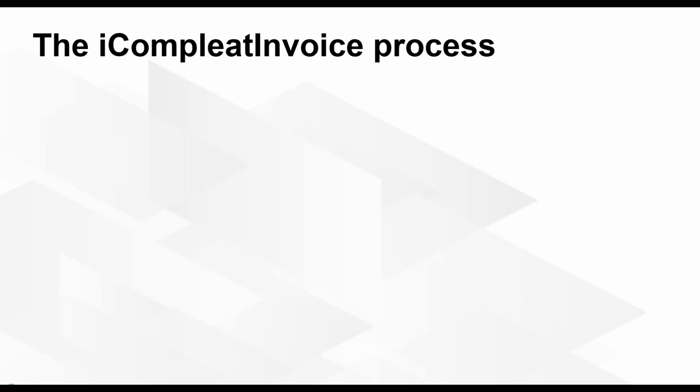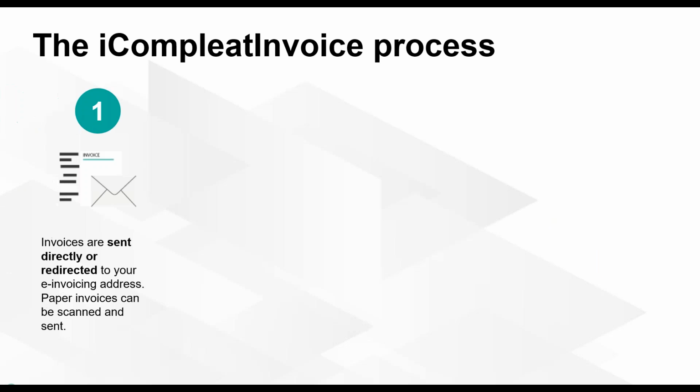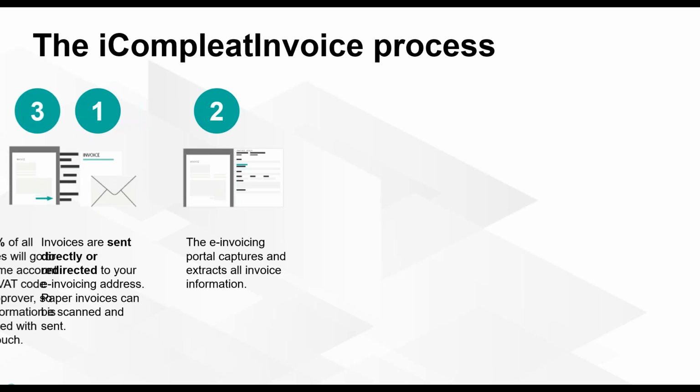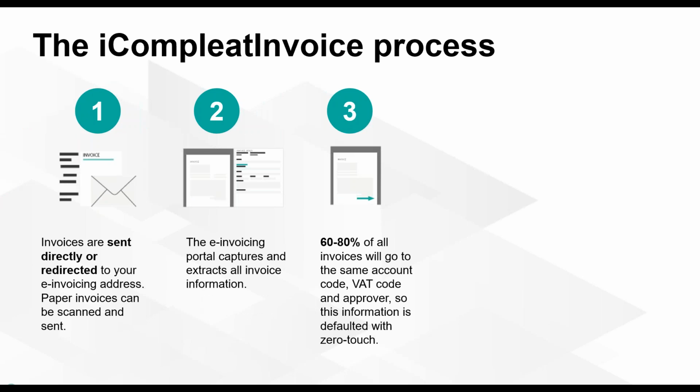So looking at what the iComplete process looks like, invoices are emailed in either direct from your suppliers, or you can forward them straight from your email inbox into that e-invoicing portal. The portal will then capture the data from the invoice, providing you with validated header and line information within your iComplete system. And we know that 60 to 80% of invoices do tend to go to the same account code, VAT code, and approver, and this information can be defaulted within iComplete, so you don't have to repeat your actions each time you receive an invoice from a supplier.